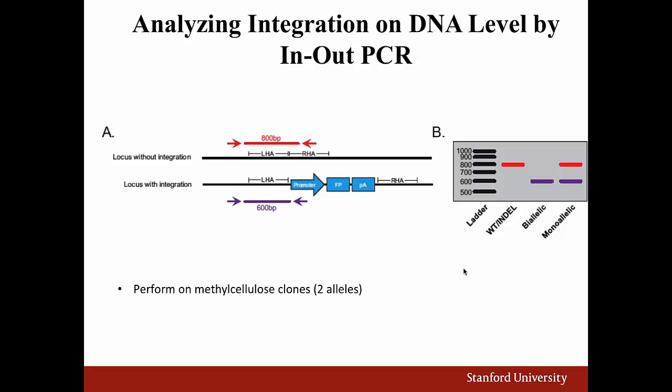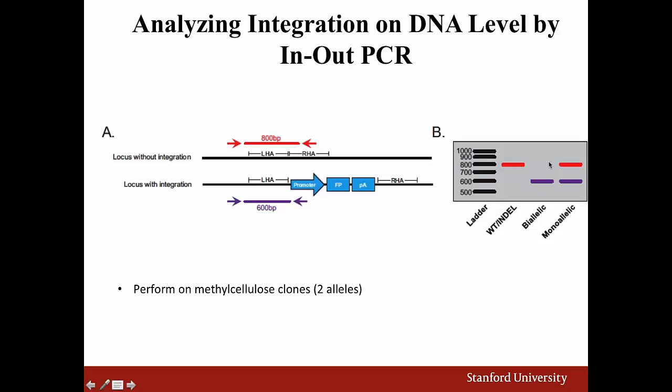Another way to analyze your HR rates is on the DNA level by in and out PCR. And so quickly, we do this on methylcellulose clones. And A is showing a locus without integration. And so we designed primers to get an 800 base pair PCR amplicon. And then a locus with integration, you'd have one primer that binds within your region that you targeted and one that's outside the region that you targeted.